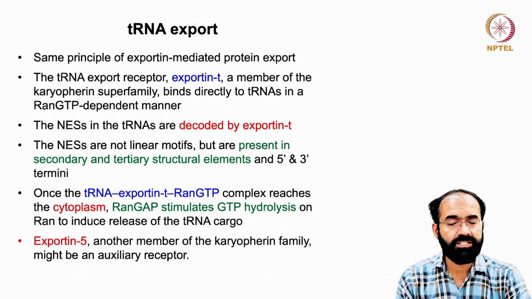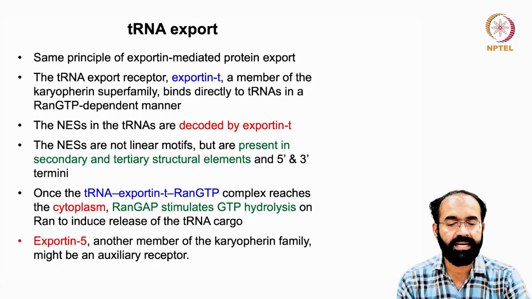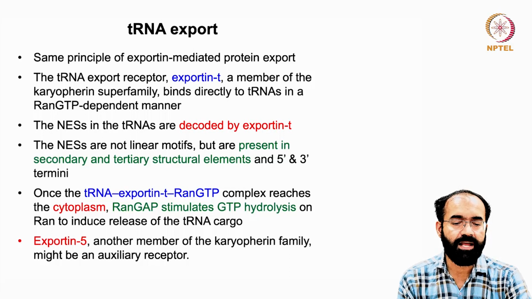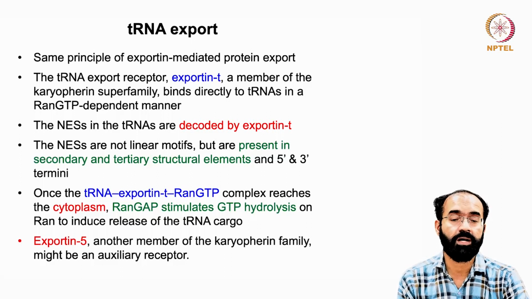It has the same principle of exportin mediated protein export, what we saw earlier, that the tRNA export receptor, that is exportin T, is a member of the karyopherin superfamily. It binds directly to the tRNA in a RAN-GTP dependent manner. RAN-GTP, we will not go into the details. We know that RAN-GTP provides the phosphate to the karyopherin for the release of the cargo in the cytoplasm. Otherwise, in the cytoplasm also it will hold the cargo, and we don't want that.